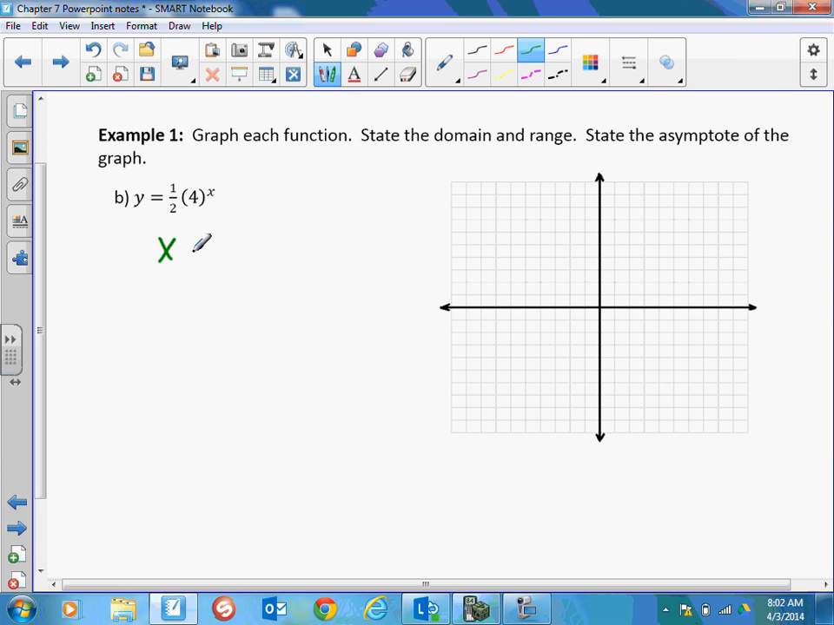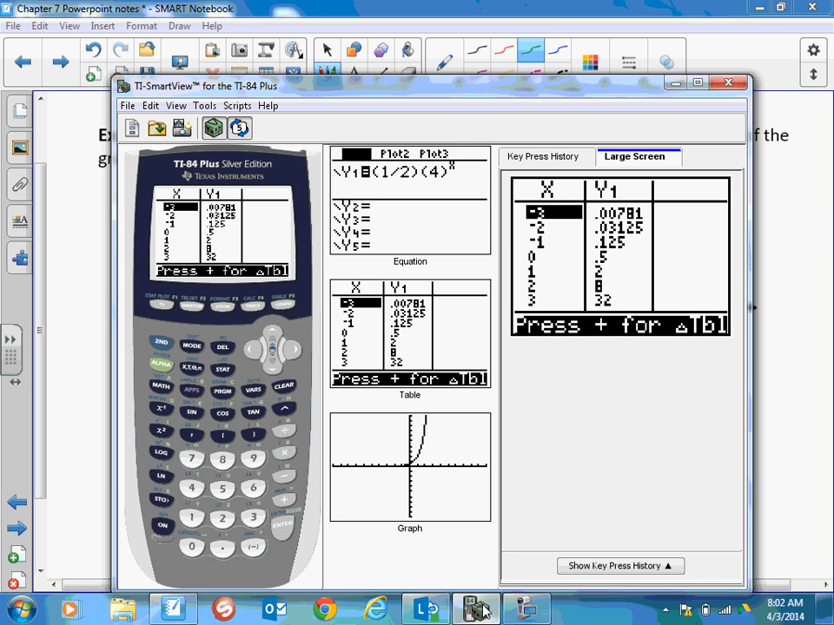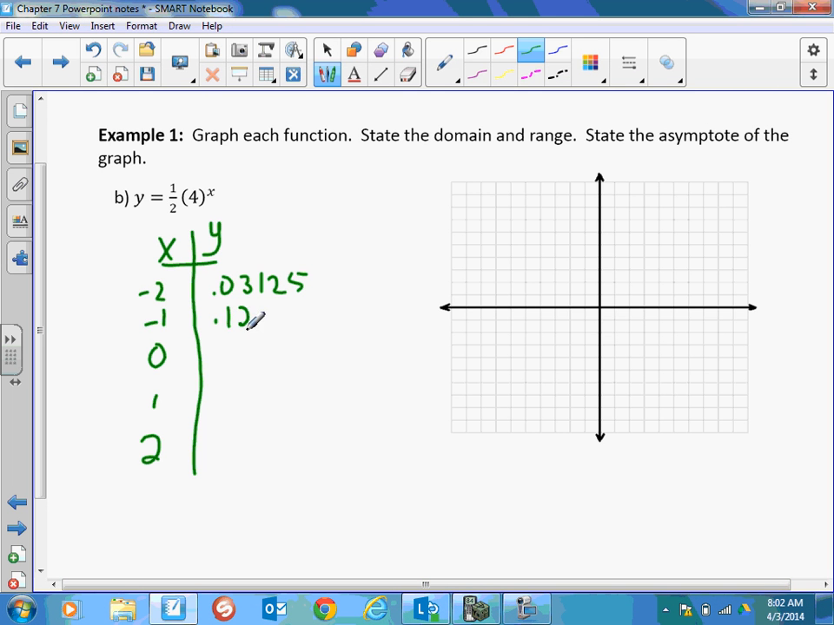So we got x, y, and we have -2, -1, 0, 1, and 2. We have 0.03125. We have, what was the other one? I can't remember. It was 0.125. And then we had 1/2 or 0.5. Then we had 2, and we had 8.